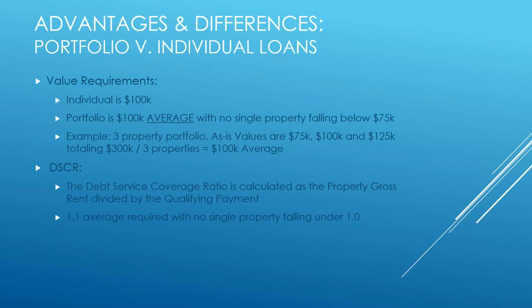When we're doing a portfolio loan, we're looking for an average value of at least $100,000, with no single property having a value below $75,000. The key component there is nothing below $75,000. If you got an appraisal that comes in at 74, it's still going to be a hard no for us. 75 is the absolute floor minimum we can go to there.